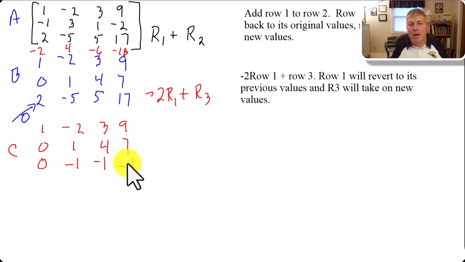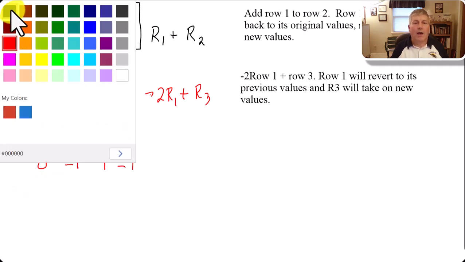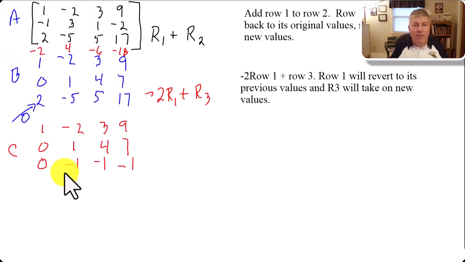Now we could multiply all of these by -1 and turn them all into ones, but we don't need to do that right now. Our goal is to get this spot here to become a 0. So if we simply add row 2 to row 3, that will become a 0, and let's see what we get when we do that.